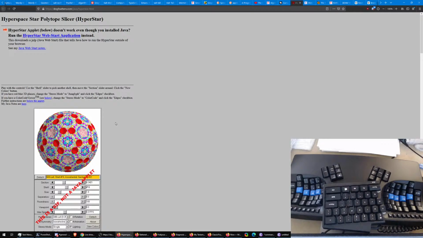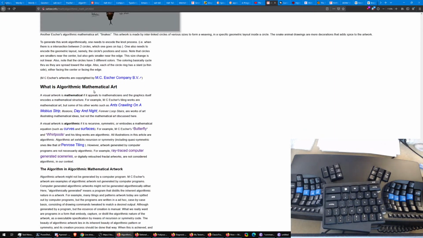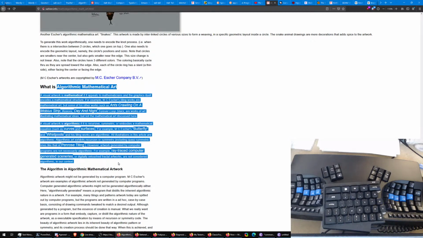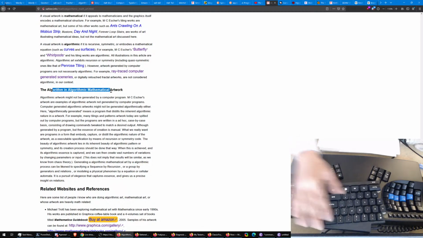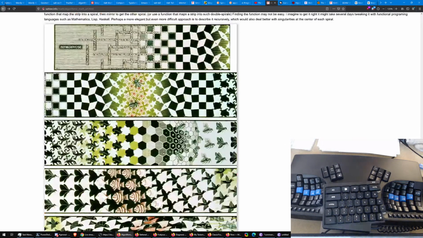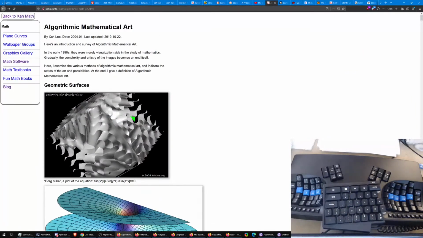Now let me go back to my article and finish explaining it. So that's how I define mathematical art. That's the first part, very important. Now the second part is even more important. What do you mean by algorithmic mathematical artwork? In this article I'm trying to define the concept of algorithmic mathematical art.